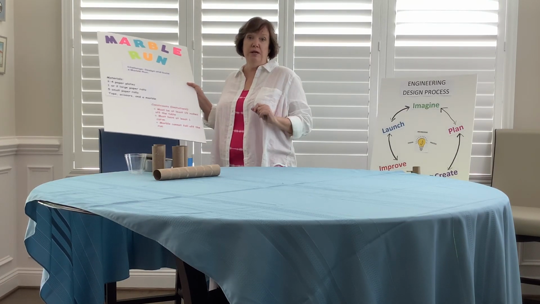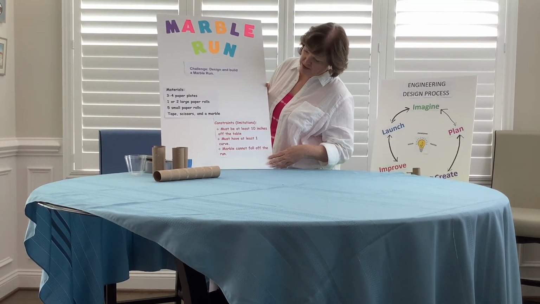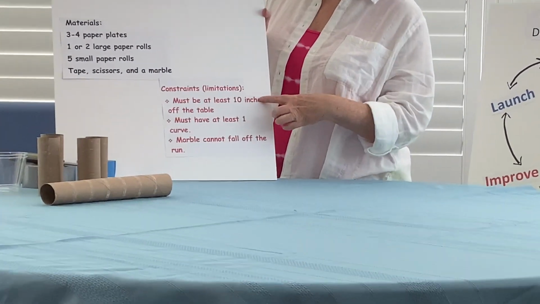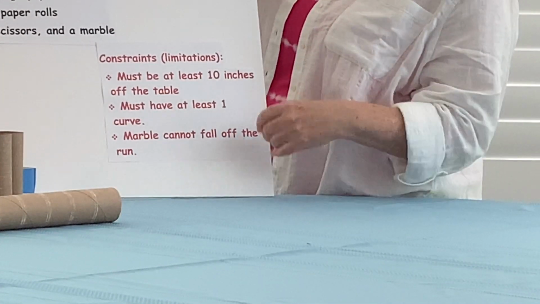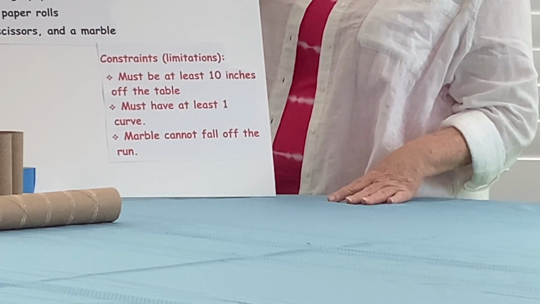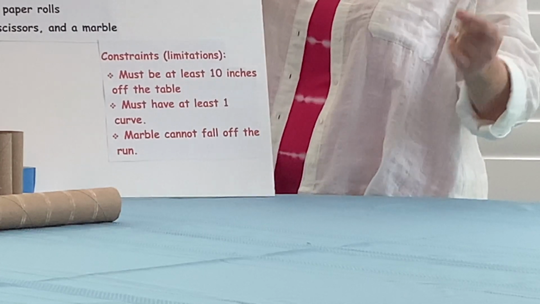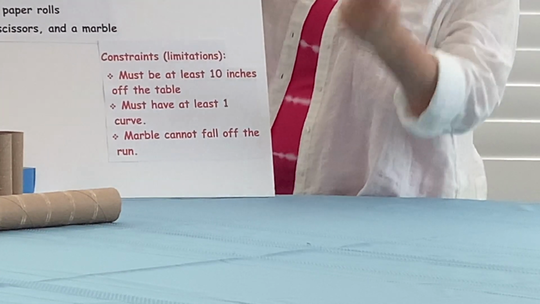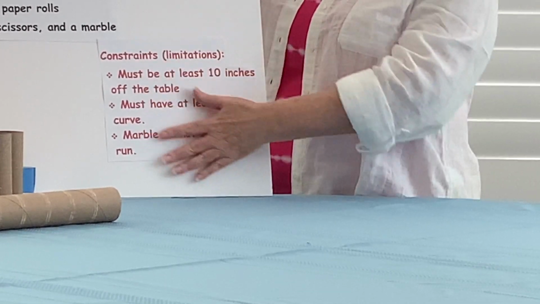So every build has limitations and constraints. So our constraints right now are, it must be at least 10 inches off the table or the floor, all right? It must have at least one curve. If you like curves and you want to add another one, please do. But the marble has to go all the way around in one smooth run. It can't fall off. All right, so those are the constraints for our build today.